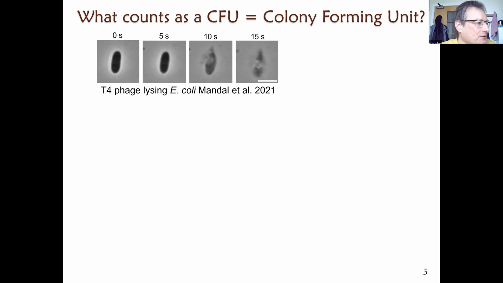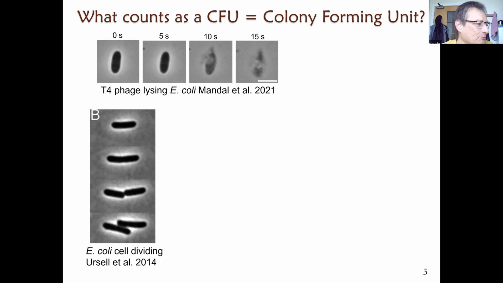And the answer is, of course, this cell is going to die and will not form a colony on the plate. So any cell that is currently infected by a phage or predator or injured in some way and unable to survive and grow will not form a colony on a plate. So we're only counting cells that are viable and not infected by a phage, for example.